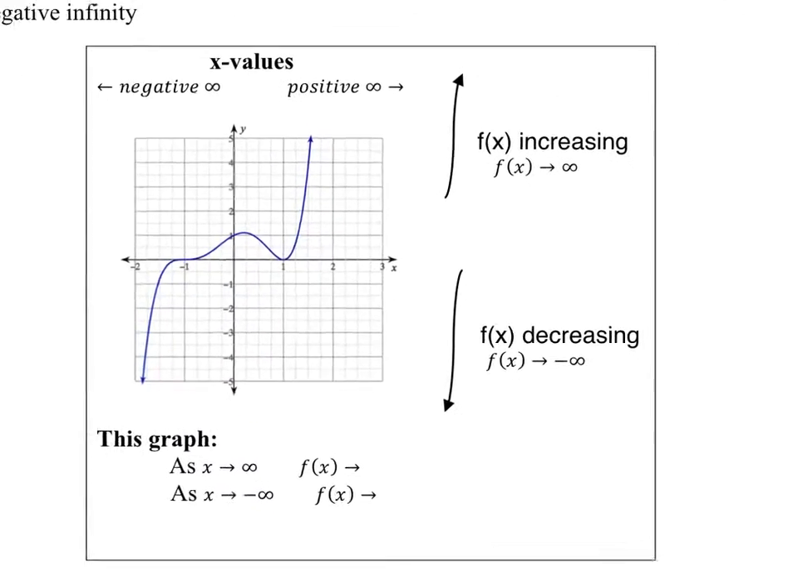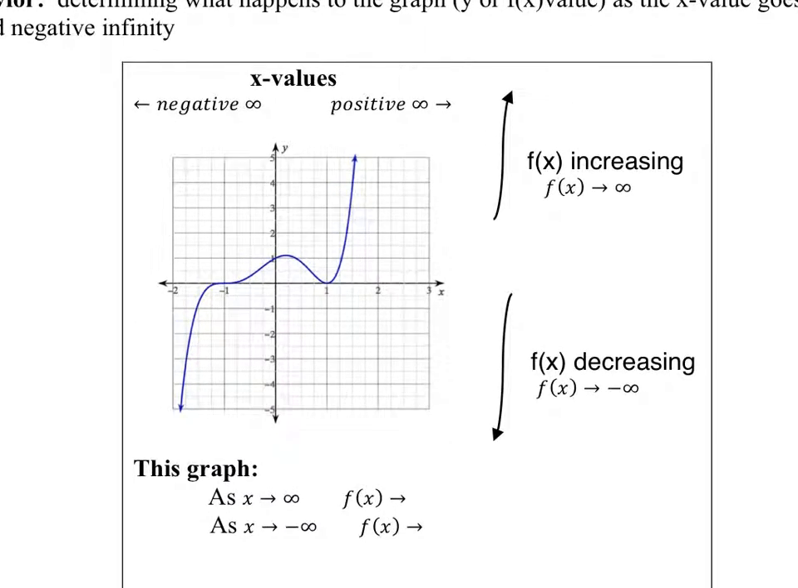So a few things you have to understand is, what do I mean by positive and negative infinity? Well, x is positive infinity is going this way. So as x gets really, really big over here, what's happening to the graph? Is it going up or is it going down? Okay? So negative infinity, as x goes to negative infinity, that's the other end. So as x goes this way, is the graph going up or down? So that's what's being asked.